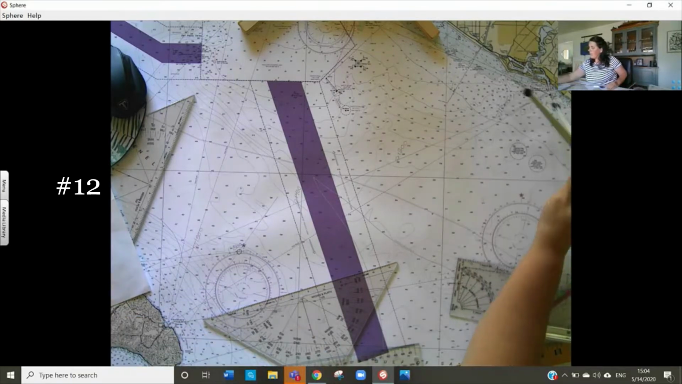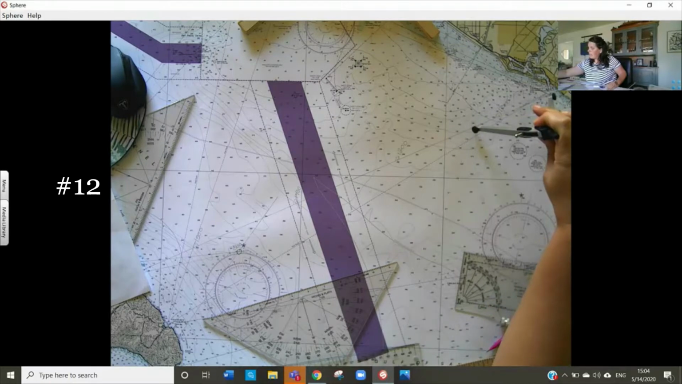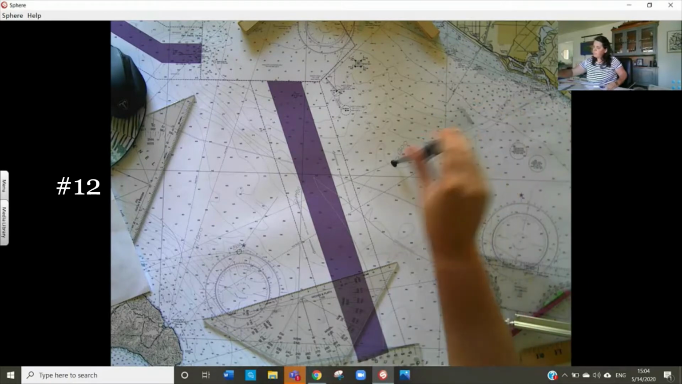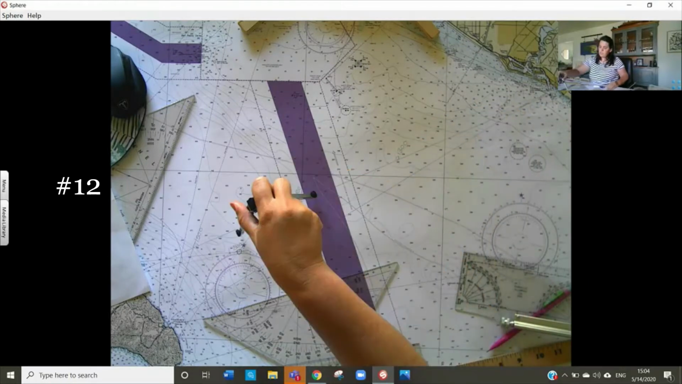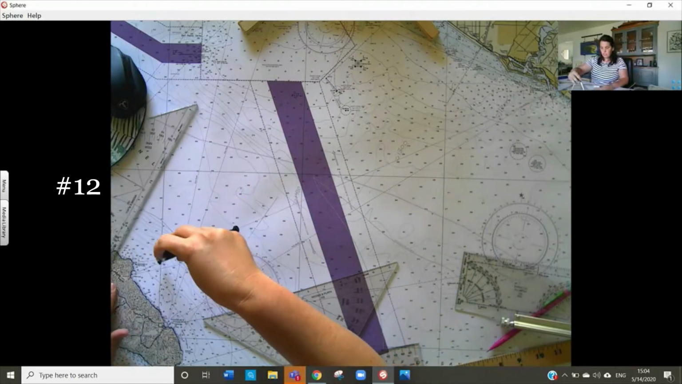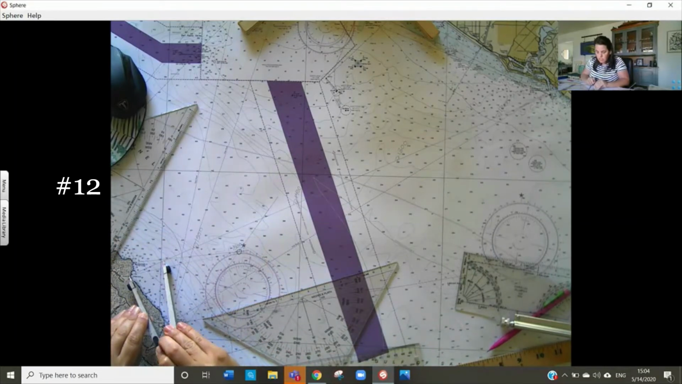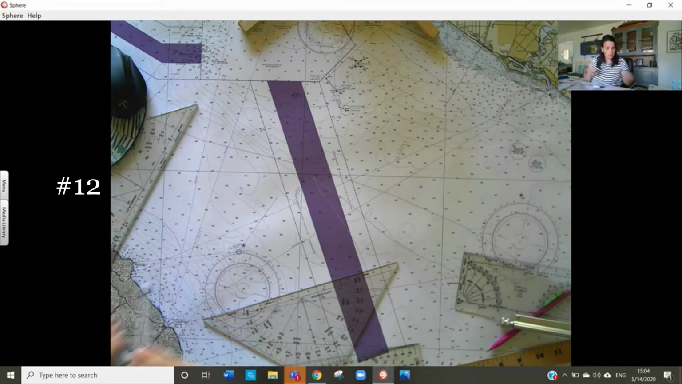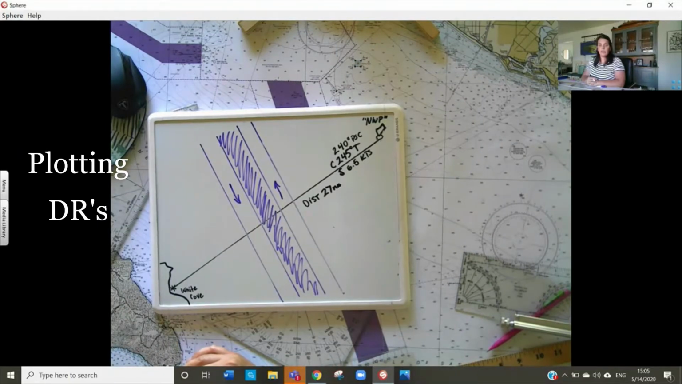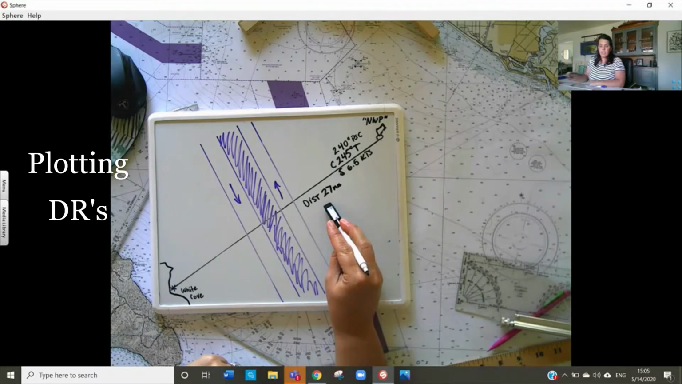So we start at the NWP buoy. We have 5, 10, 15, 20, 25, 25 plus 2. So we have 27 as our total distance. Alright, we have our total distance of 27 nautical miles.